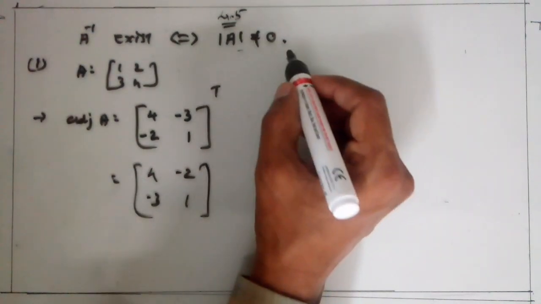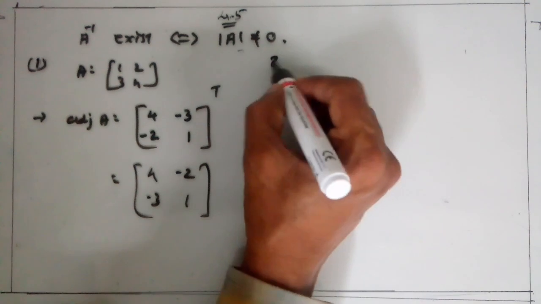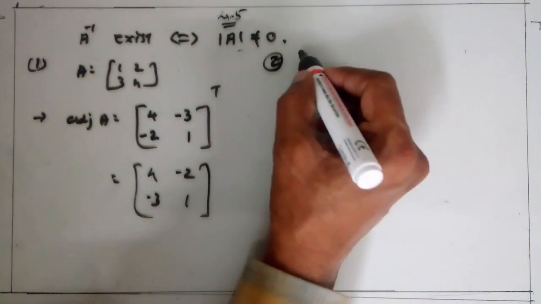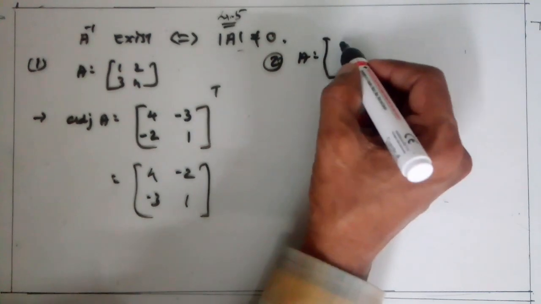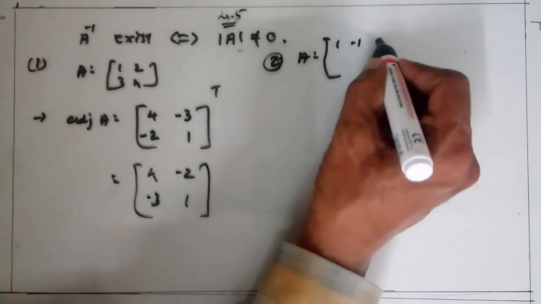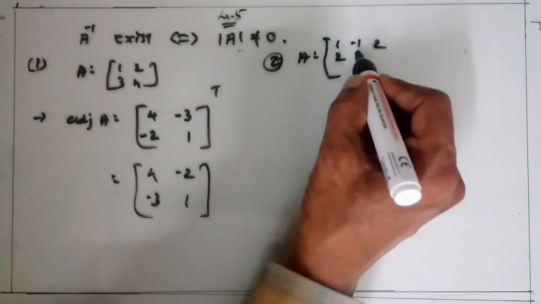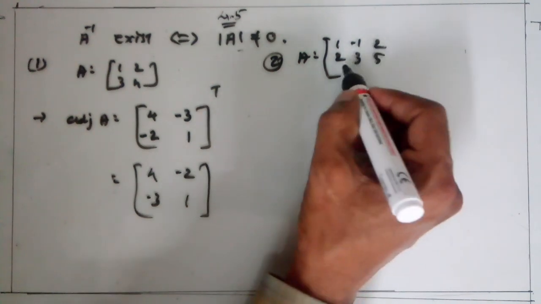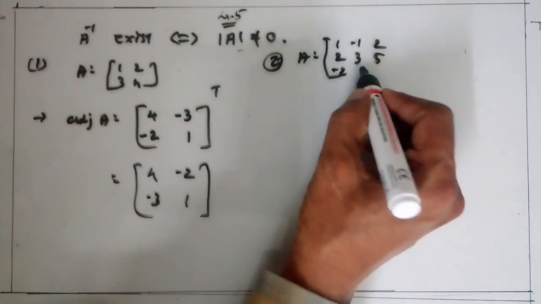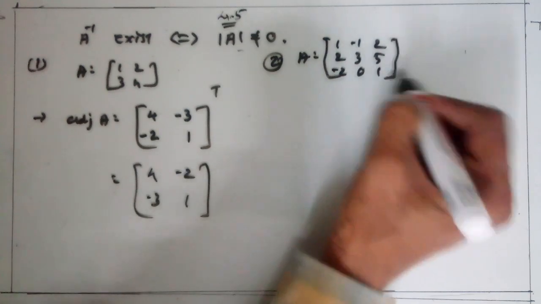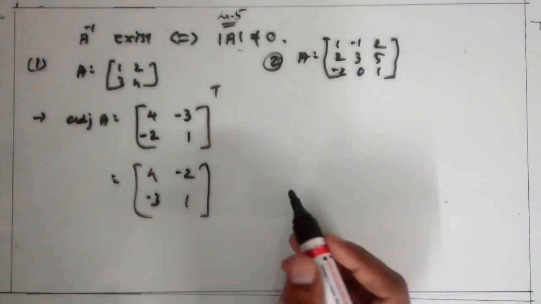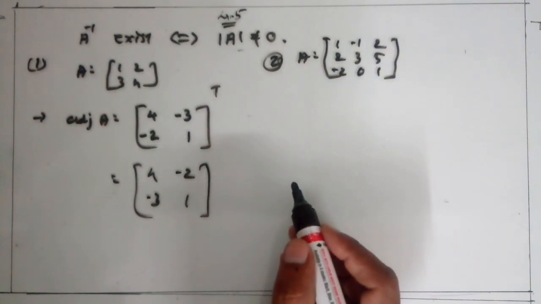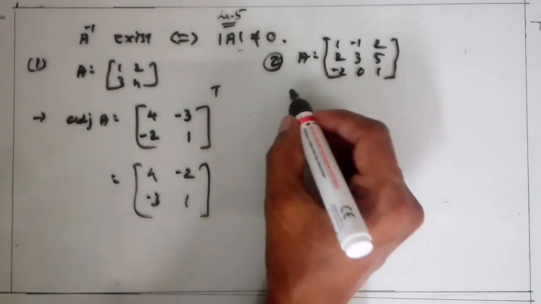Now think how to get the adjoint of a given matrix of order 3. 1, minus 1, 2; 2, 3, 5; minus 2, 0, 1. This is a 3 cross 3 square matrix. First we get the cofactor of each entry.